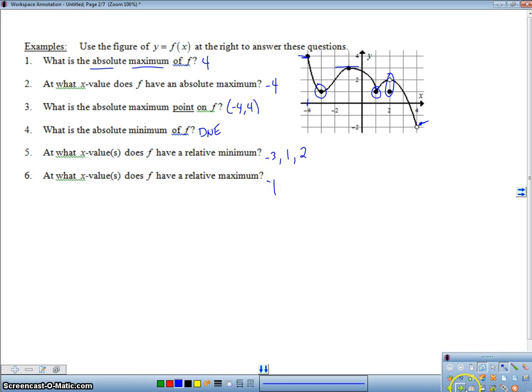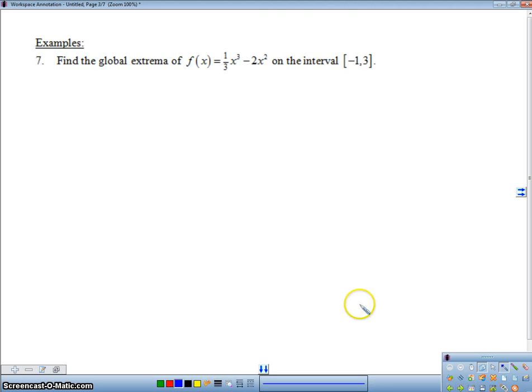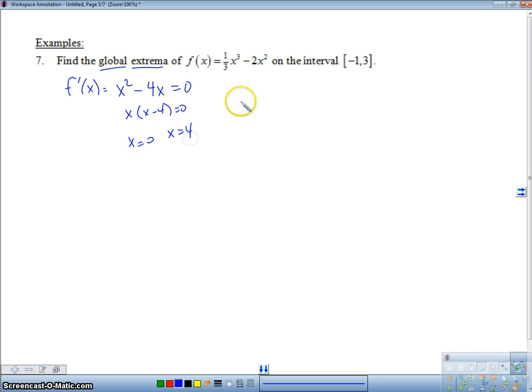All right, let's take a look at how we're actually going to do this with some derivatives. So let's find the global extrema. Global extrema means the absolute max or min on this interval for this function. The first thing we're going to do is take the derivative, x squared minus 4x, and set that equal to 0 to find our critical numbers. Our critical numbers are 0 and 4.